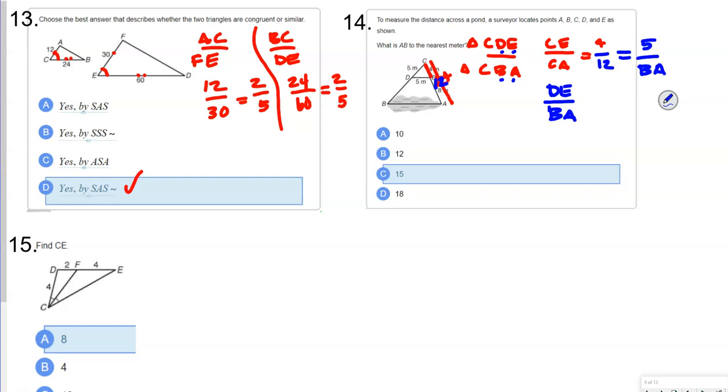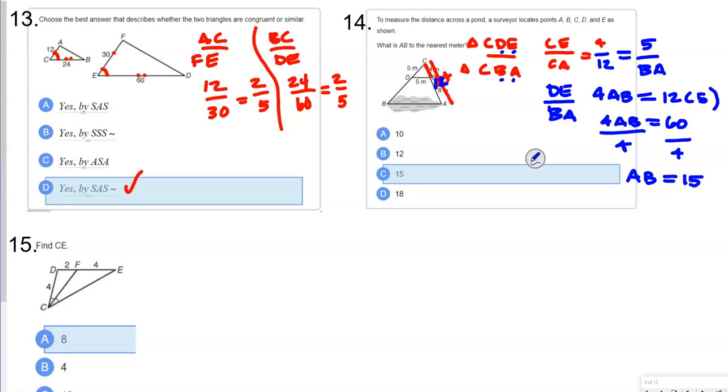Okay? So we're going to cross multiply. So this is going to be 4 times, I'm going to change this to AB since that's what it's asking us for, and set that equal to 12 times 5. So that's going to be 4AB is equal to 60. How many times does 4 go into 60? Divide 4 into both. So that's why AB is equal to 15.